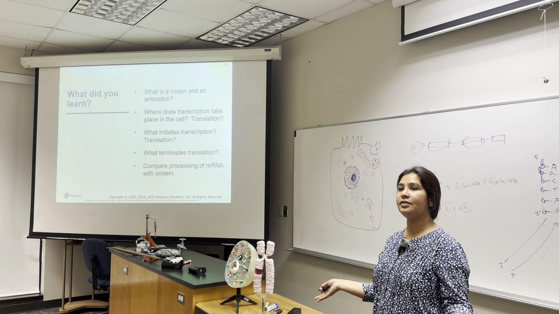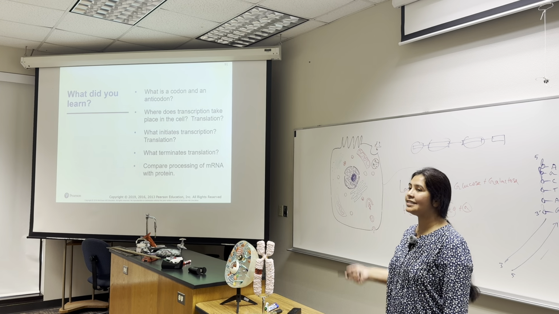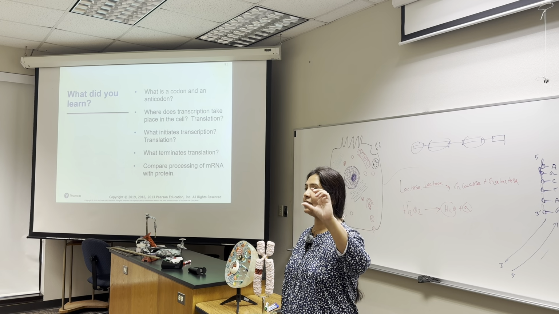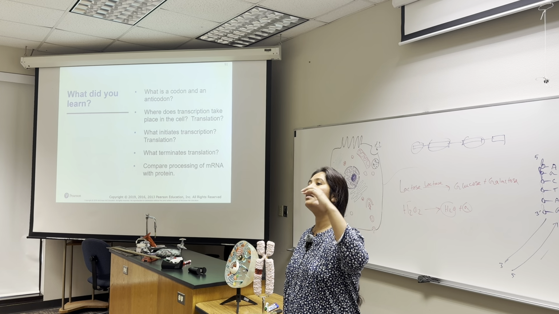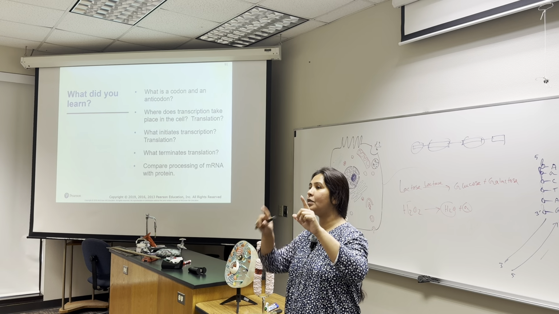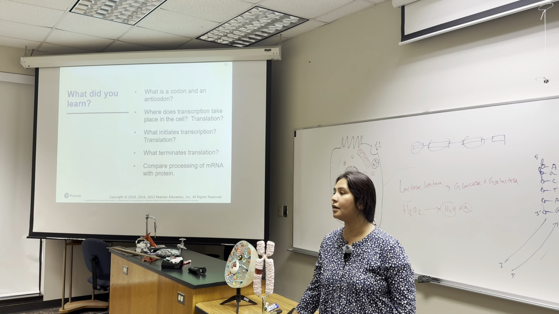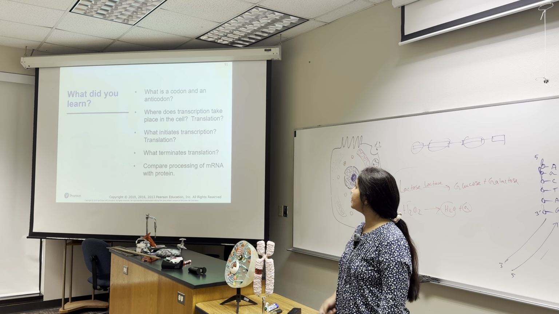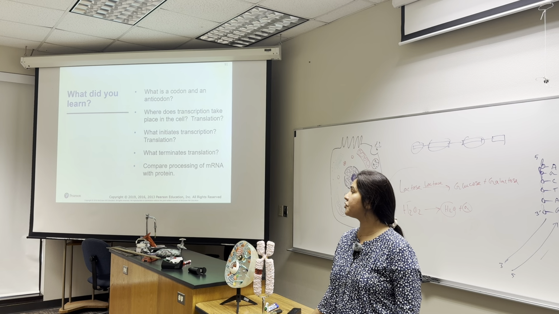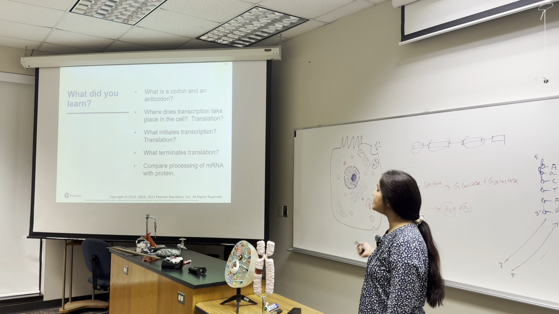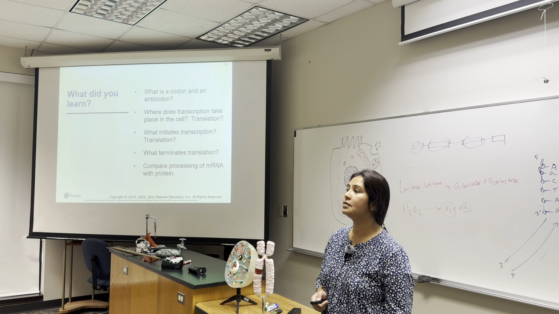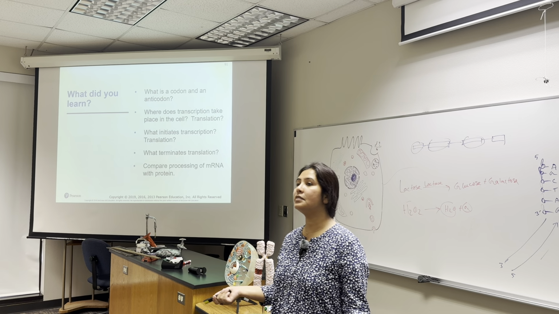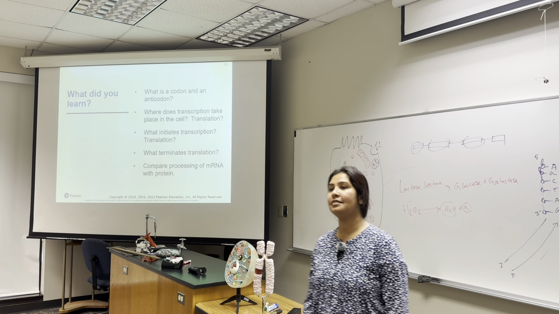Okay, this is the last slide. We are on time. So what are the codon and anticodon? Codon is the triplet code that you have on the messenger RNA. And anticodon is what? Your transfer RNA reads that codon in a complementary way, and that is called the anticodon. Where does transcription take place in the cell? And translation? Transcription happens in the nucleus and translation happens in the ribosome, the kitchen, protein synthesis.